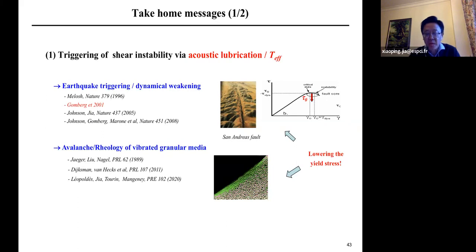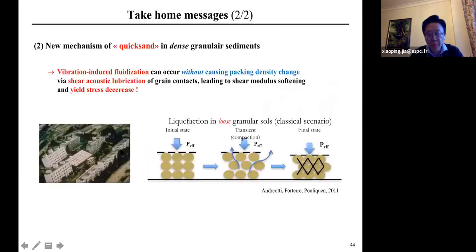So we may say that knowing the yield stress reduction by shear acoustic lubrication at the level of the contacts provides a mechanism to better understand, for example, the triggering of stick-slip instability, earthquakes, or landslides like avalanches, by small amplitude seismic elastic waves in different cases. But we have also shown that this kind of acoustic vibration-induced fluidization can occur without causing a packing density change, in other words a volume change of the granular sediments, but just via shear acoustic lubrication of the contacts.